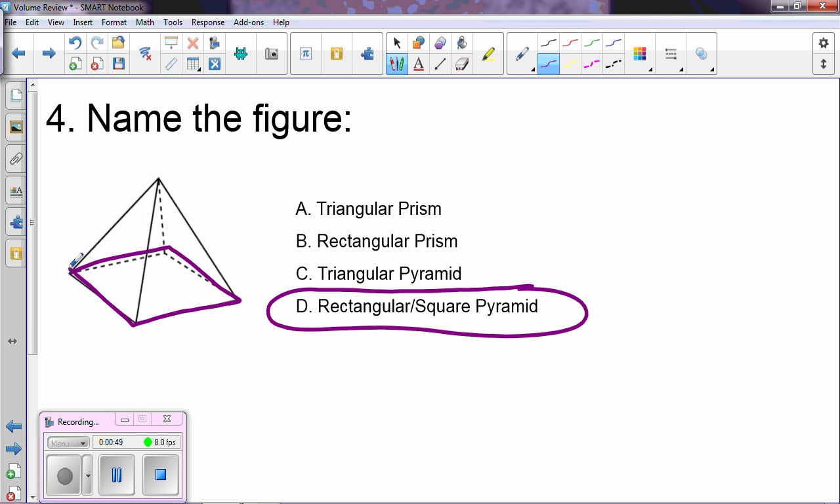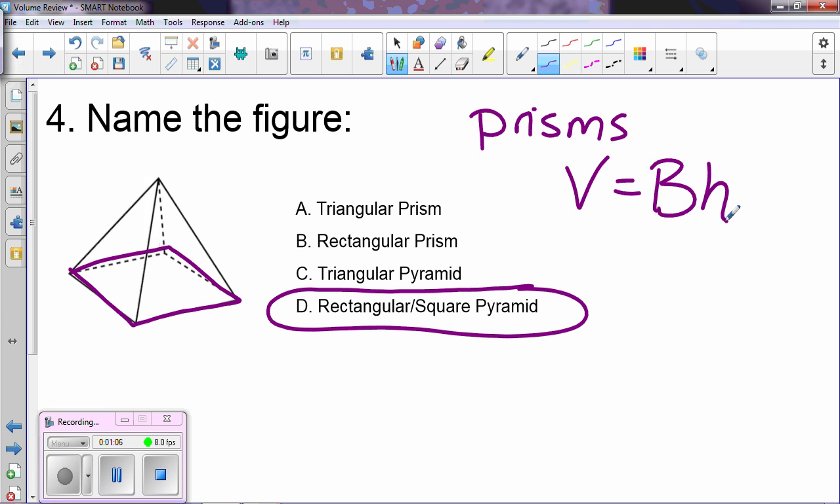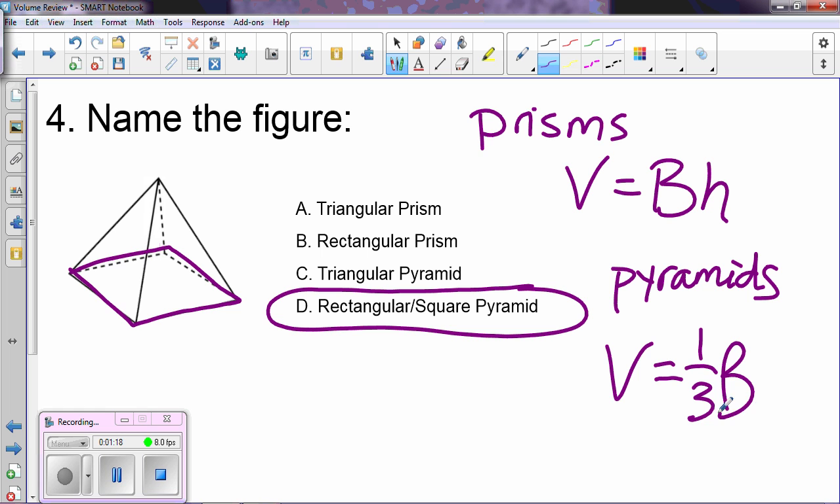So A, you know what shape your base is to calculate your capital B, as well as B, what formula to use, prism or pyramid. To go over our formulas, for all prisms, rectangular and triangular, you're going to be using V equals capital B times H. And for your pyramids, triangular and rectangular or square, you're going to be using V equals 1/3 capital B times H.